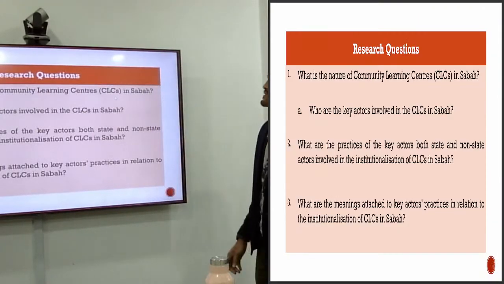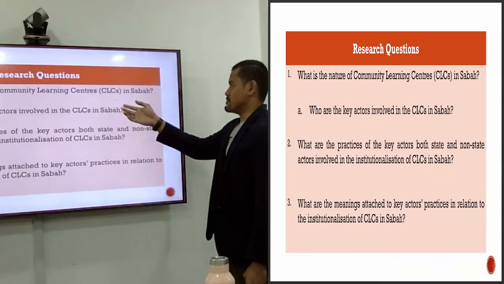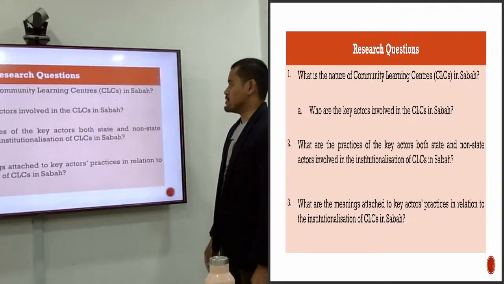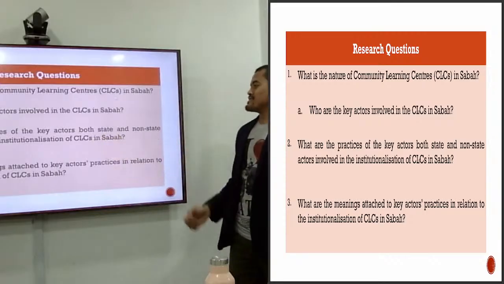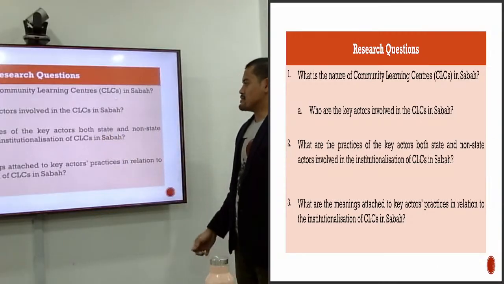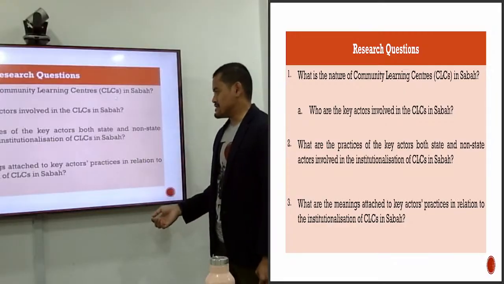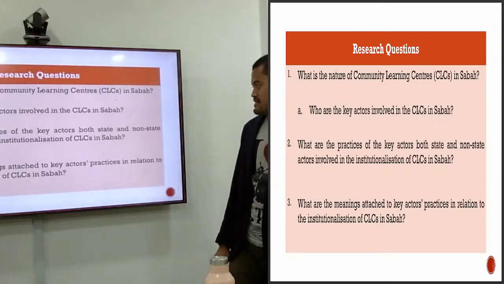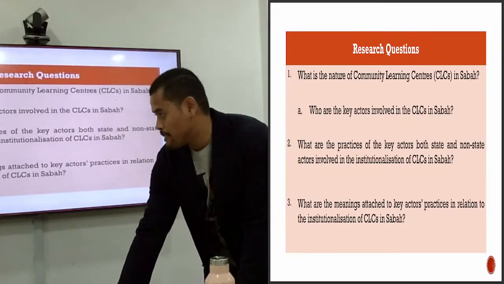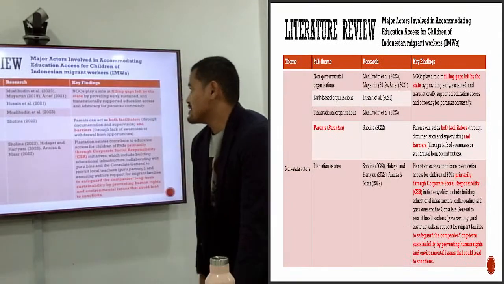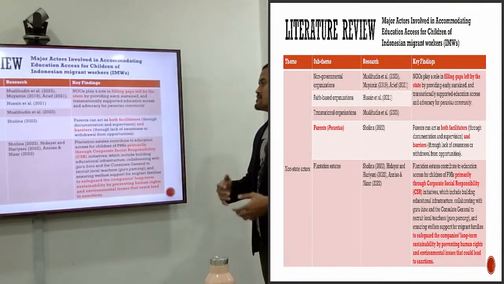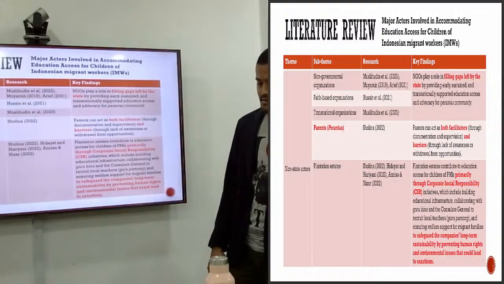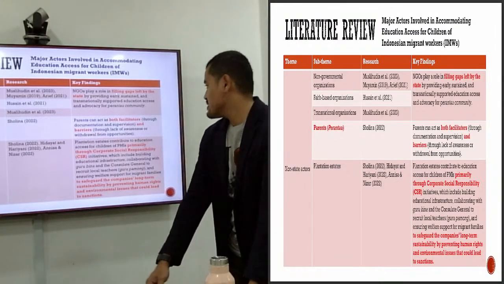So these are my research questions. I have three. The first is the nature of community learning centers in Sabah, and to explore who the key actors involved in the CLCs are. Second is the practices of the key actors who are involved in the institutionalization of the CLCs. And the third is the meanings attached to the key actors' practices in relation to the institutionalization of CLCs in Sabah. These are some of my literature review about studies on the major actors involved in the institutionalization of the CLCs.